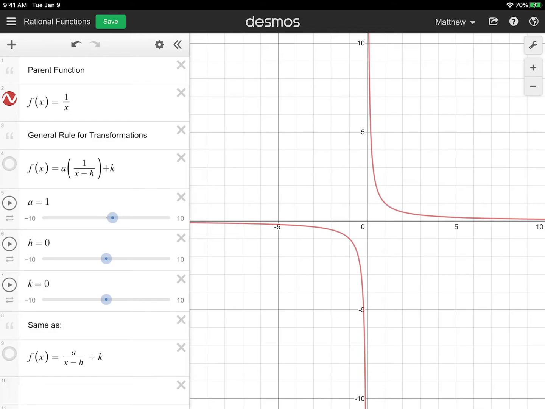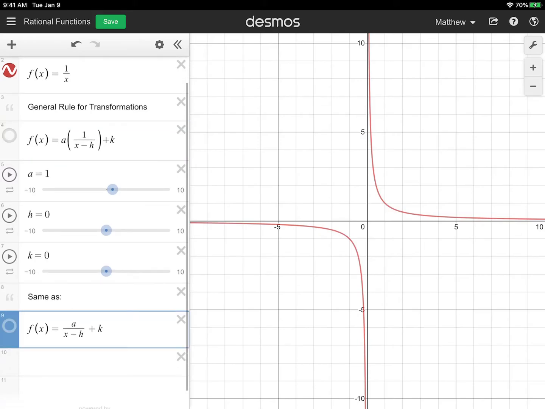Now, if I want to transform this guy, our general rule for transformations looks a little bit different than it has before. The only difference this time is that my h is in the denominator. It's going to be with my x. My h is always going to be attached to my x at the hip. You can see too that if I multiply this a to the top, just like I normally would with functions, this a over x minus h plus k, these two are actually the exact same thing.